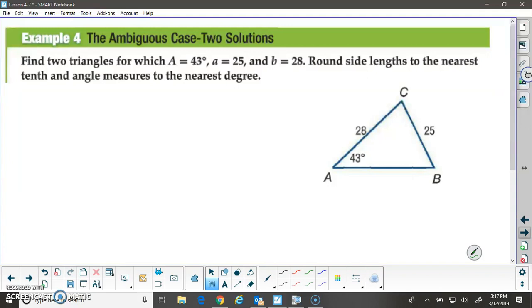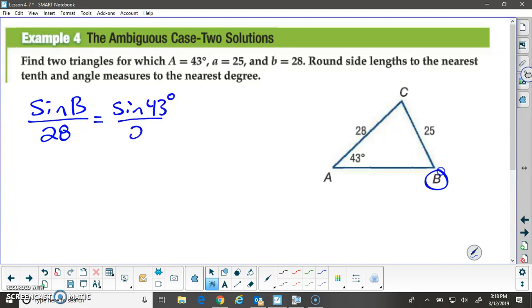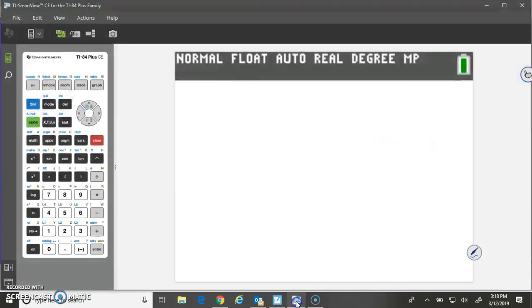So here's an example where two triangles can be formed. This is a side-side-angle case. And so the only thing we can solve for to start this problem is angle B. So we start off using the law of sines and say the sine of angle B divided by 28 has to equal the sine of 43 degrees divided by length 25. So we're going to have to cross multiply and divide. We'll take 28 times the sine of 43.